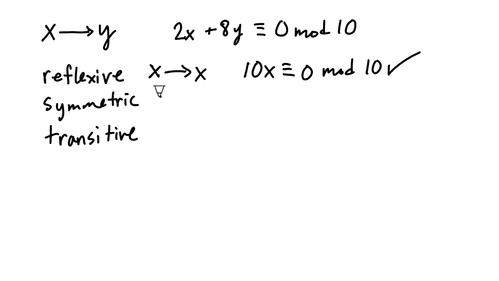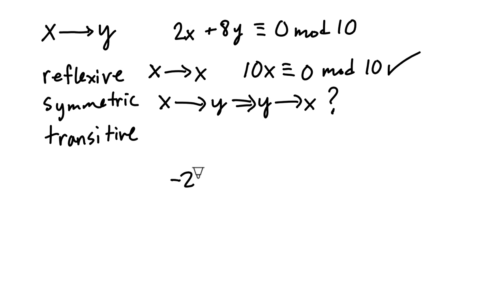What about being symmetric? That means that if x arrow y, then we'll have y arrow x. So do we have this happening? Well, to see that, let's take a look at this statement right here. What would happen if I took this and multiplied it by negative 1 on both sides? We'd get negative 2x minus 8y is congruent to 0 mod 10.